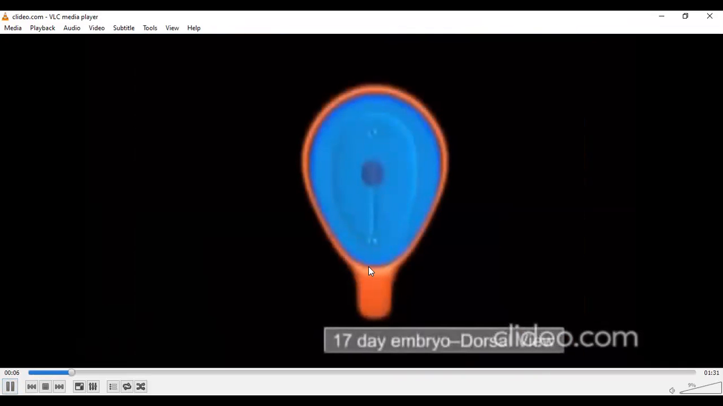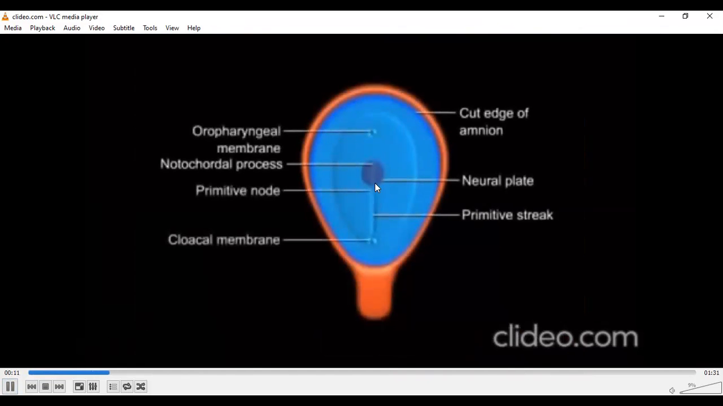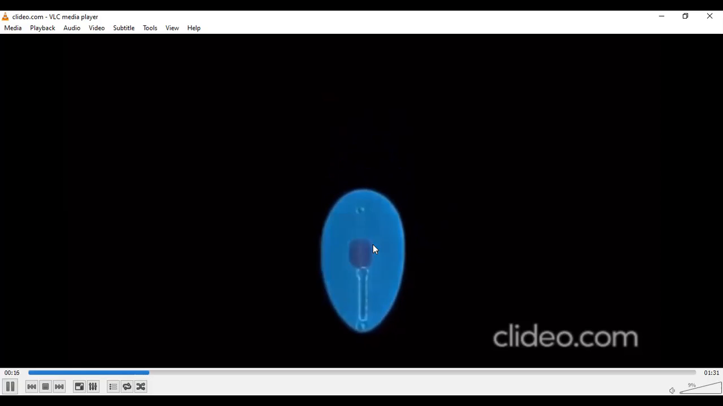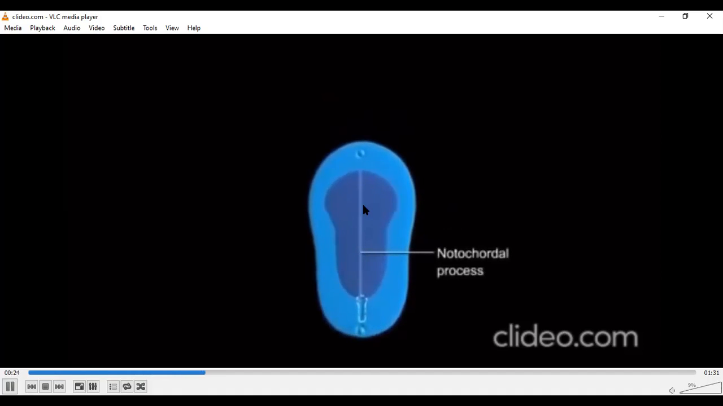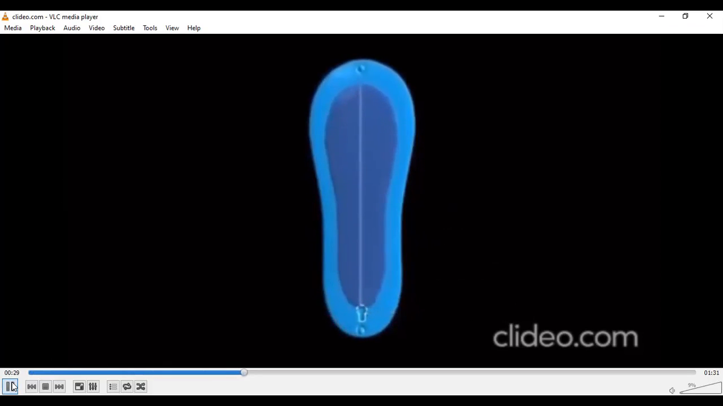So this is a cut section at the cranial part of the notochord. This one is the primitive streak. This one is the neural plate. Now, with the formation of the neural plate, the underlying notochordal process will induce the surface ectoderm to form the neural plate, which is expanded cranially. Similarly, you can see the primitive streak regressing in the caudal area. So now you can see a slipper-shaped neural plate is formed, which is lying above the notochordal process.